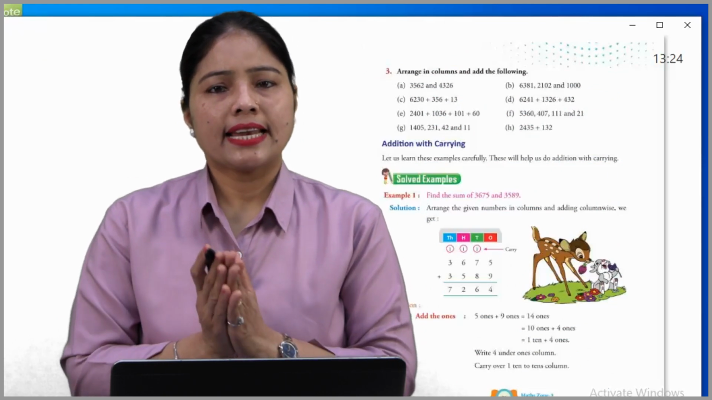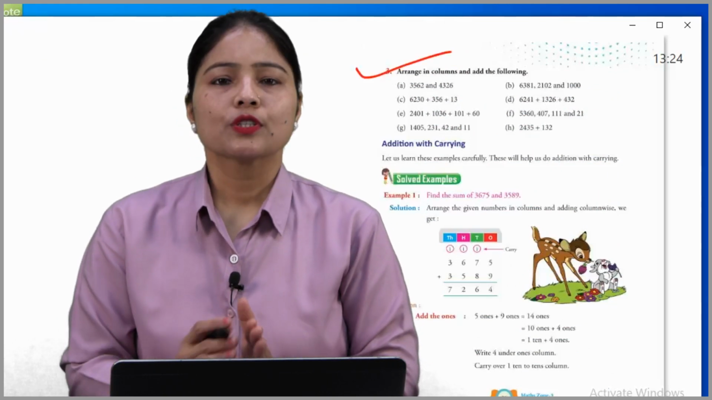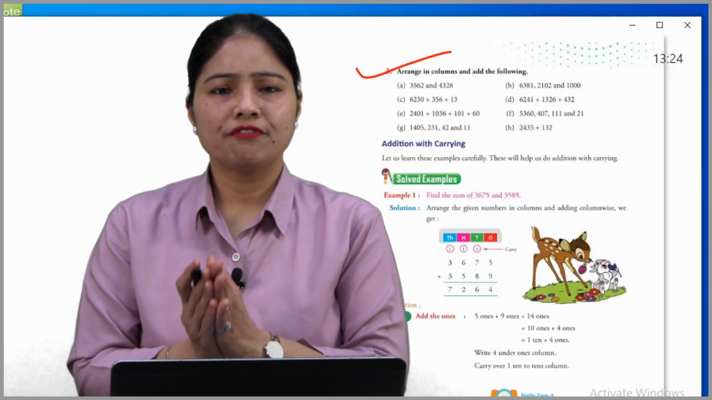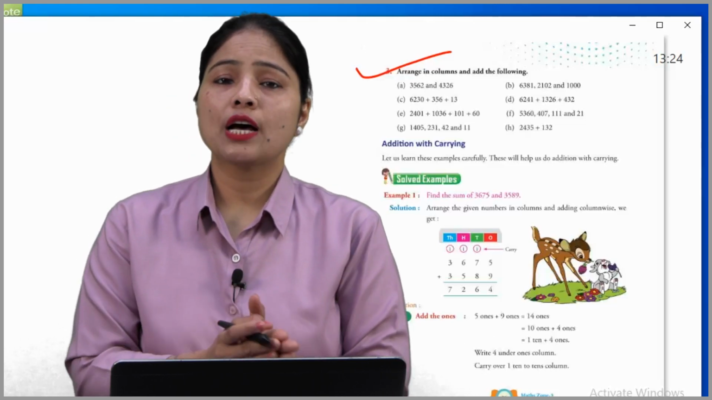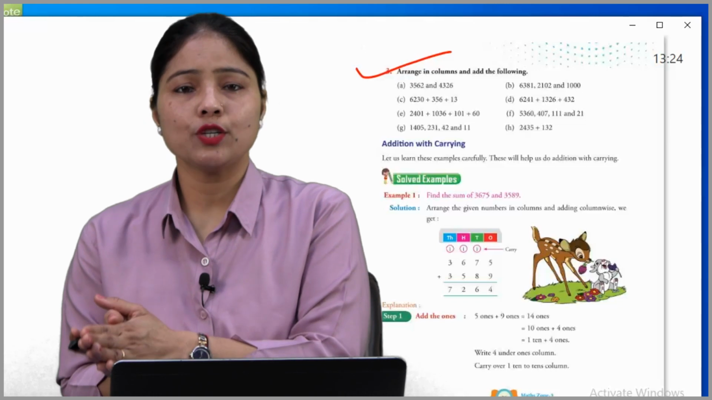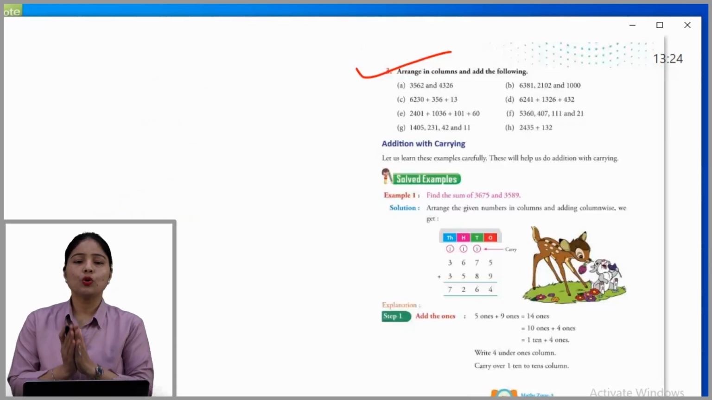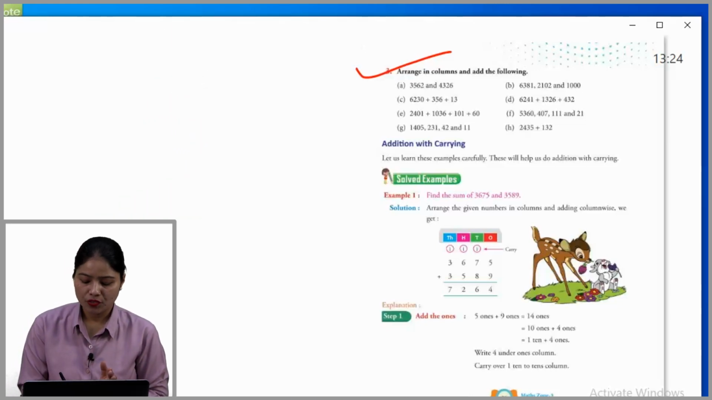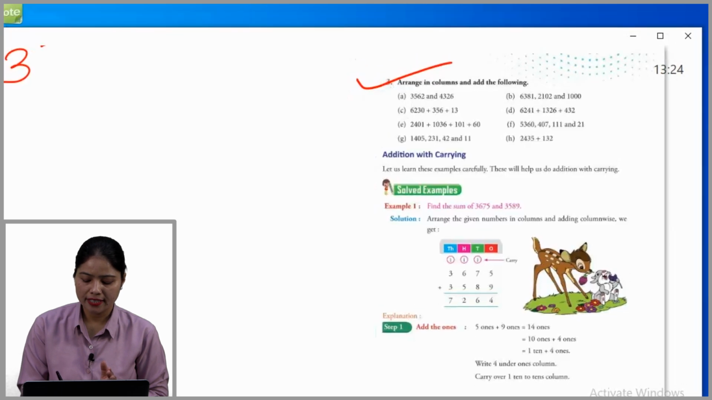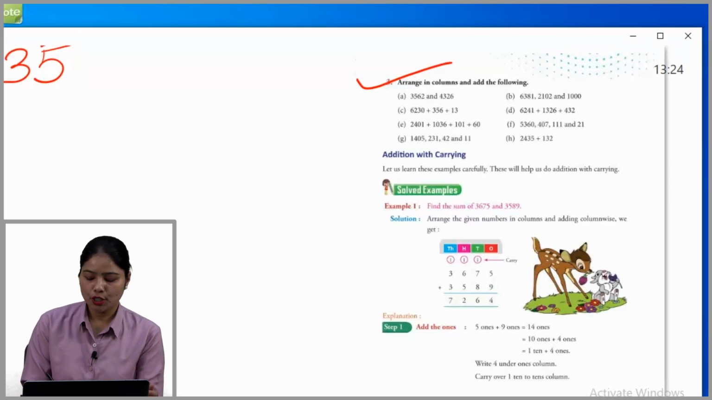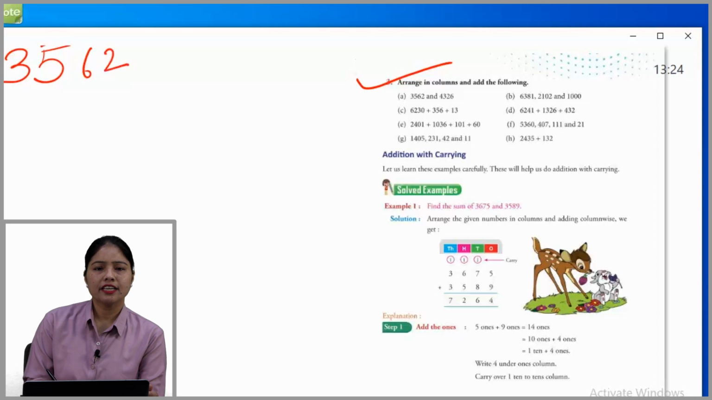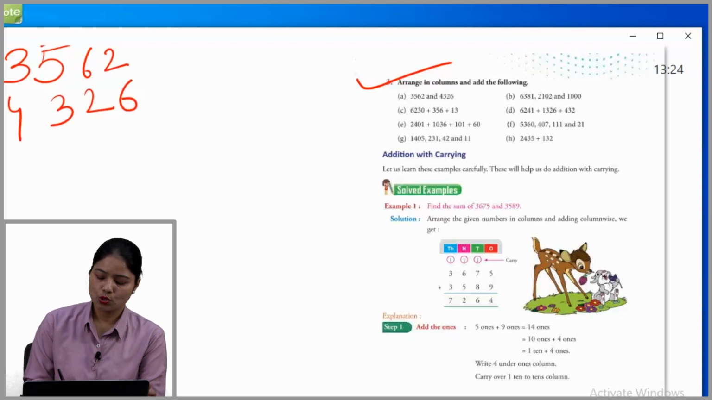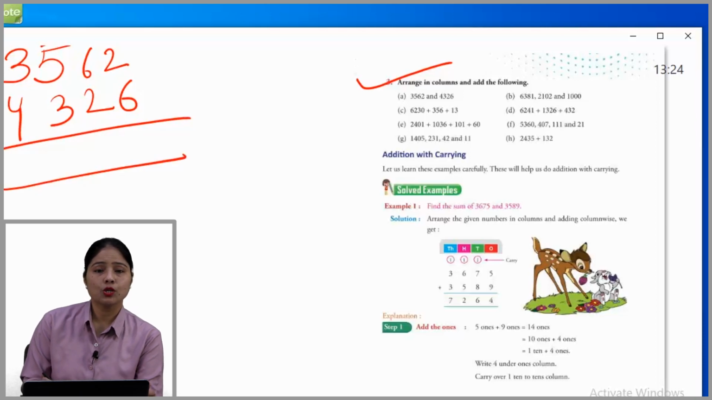Arrange in columns and add the following. So 3562 and 4326. So first we need to arrange it. So write it like 3562. Okay, and second one is 4326. So we just arrange. हमने ये arrange कर दिया है. अब we start doing addition. So start with ones place.